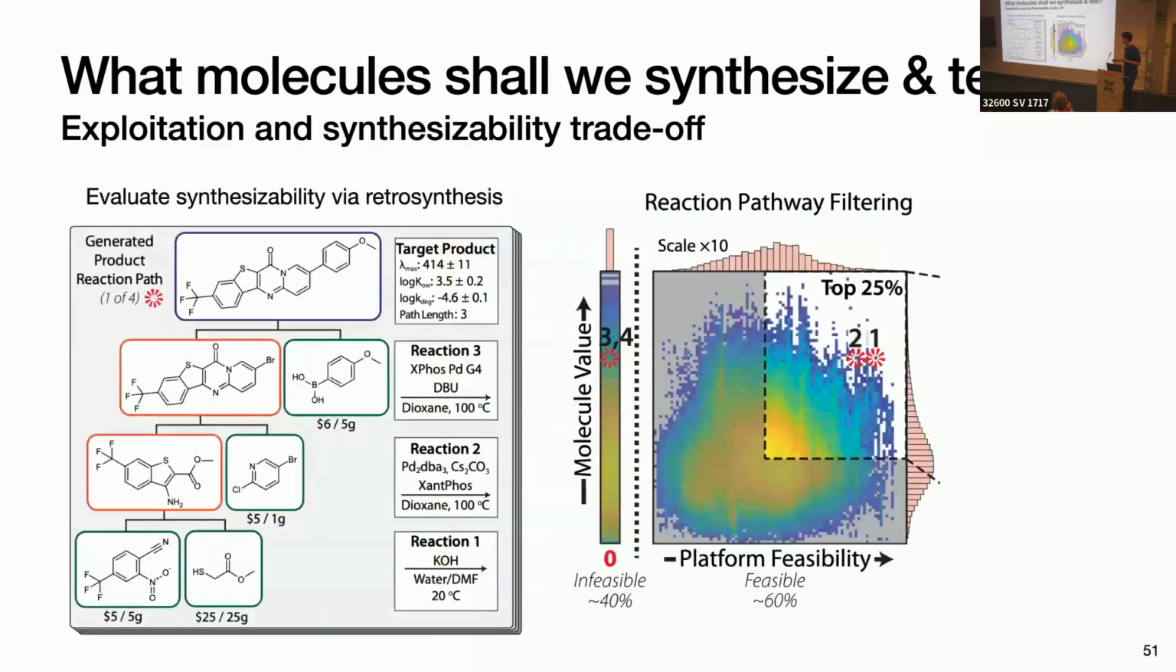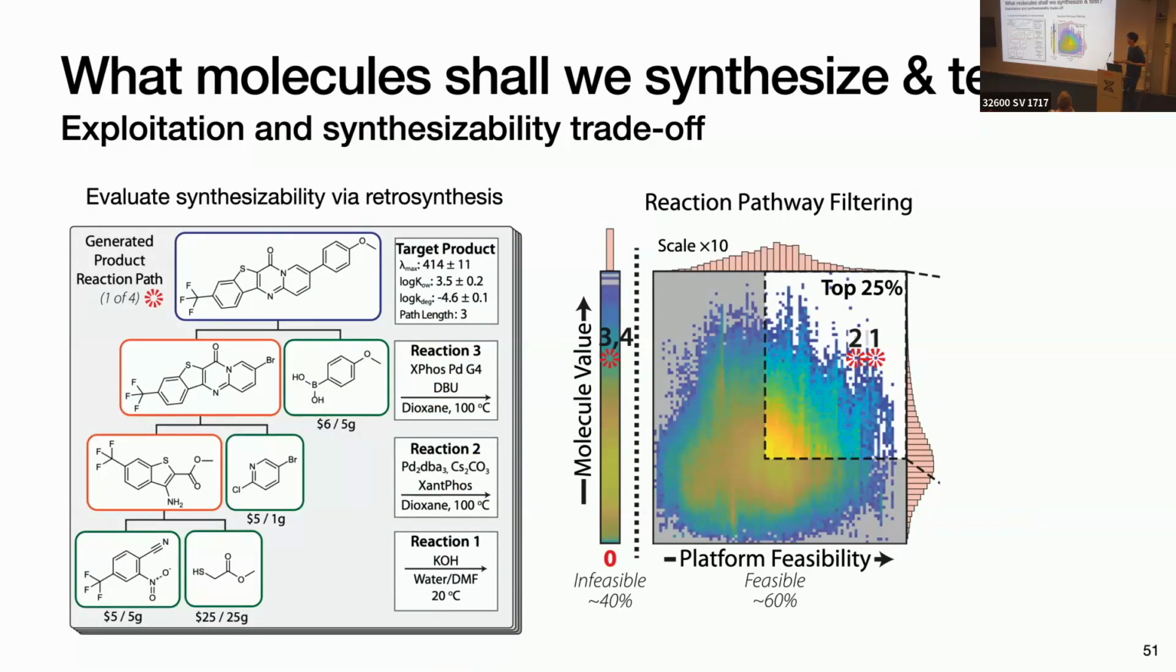And of course, the other thing that we need to take care of is we need to balance the exploitation and synthesizability, right? You might have a molecule that is really hard to synthesize, and that's probably not something that we want to explore, right? So here my colleagues developed this synthesis platform that can, in silico, come up with a synthesis route that, starting from these purchasable compounds through a series of reactions, tries to make the final molecule, right?